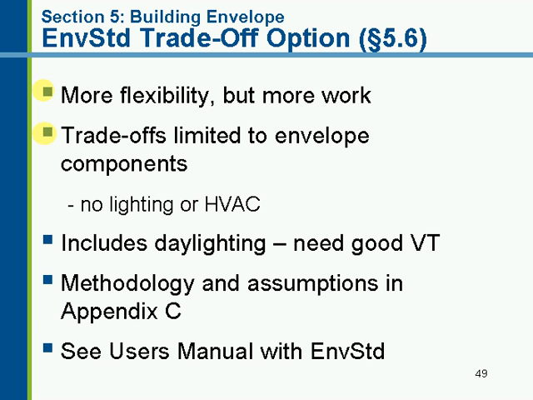So there are some inputs or some material that's in the calculation engine, which makes assumptions about lighting values and HVAC efficiencies, but that's not something that you can vary as part of this compliance option. It is based on daylighting, though, and so you need a good visible transmittance. You'll quickly find if you don't have a visible transmittance, you'll fall behind on this. The methodology and assumptions are in Appendix C, and the user's manual provides a good example to take a look at.